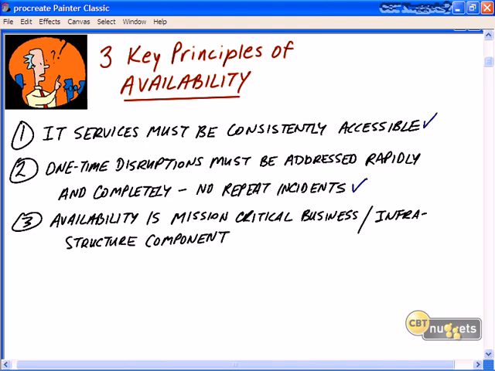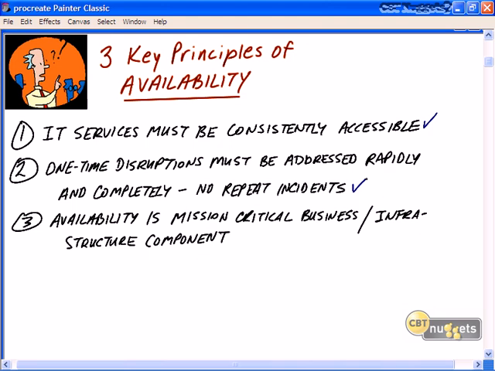No repeat incidents based on problems not being solved or rectified. Now, there's always going to be faults, even if you have a high degree of availability. So availability management is also a professional response to all undesirable situations. And then third, availability is what we would call a mission critical business service. It's a critical aspect, a critical component of our IT infrastructure.